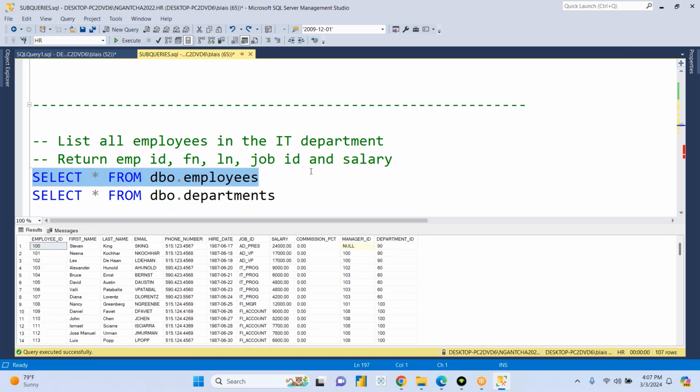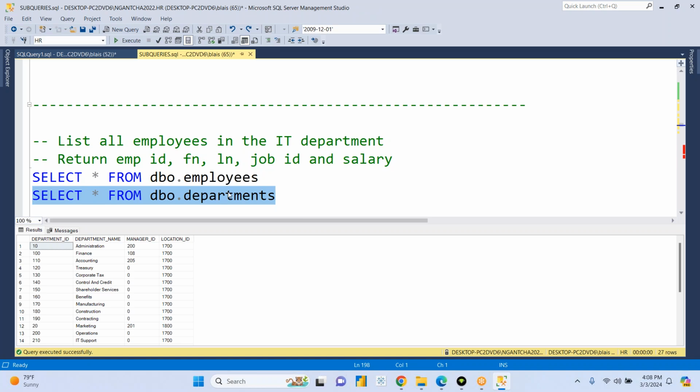You see, but then see what we have: IT department. If we stay on the employees table alone, we will not be able to trace the IT department. The employees table only offers us department ID. So how do we know the department ID of the IT department? We can use this table right here for the simple investigation.